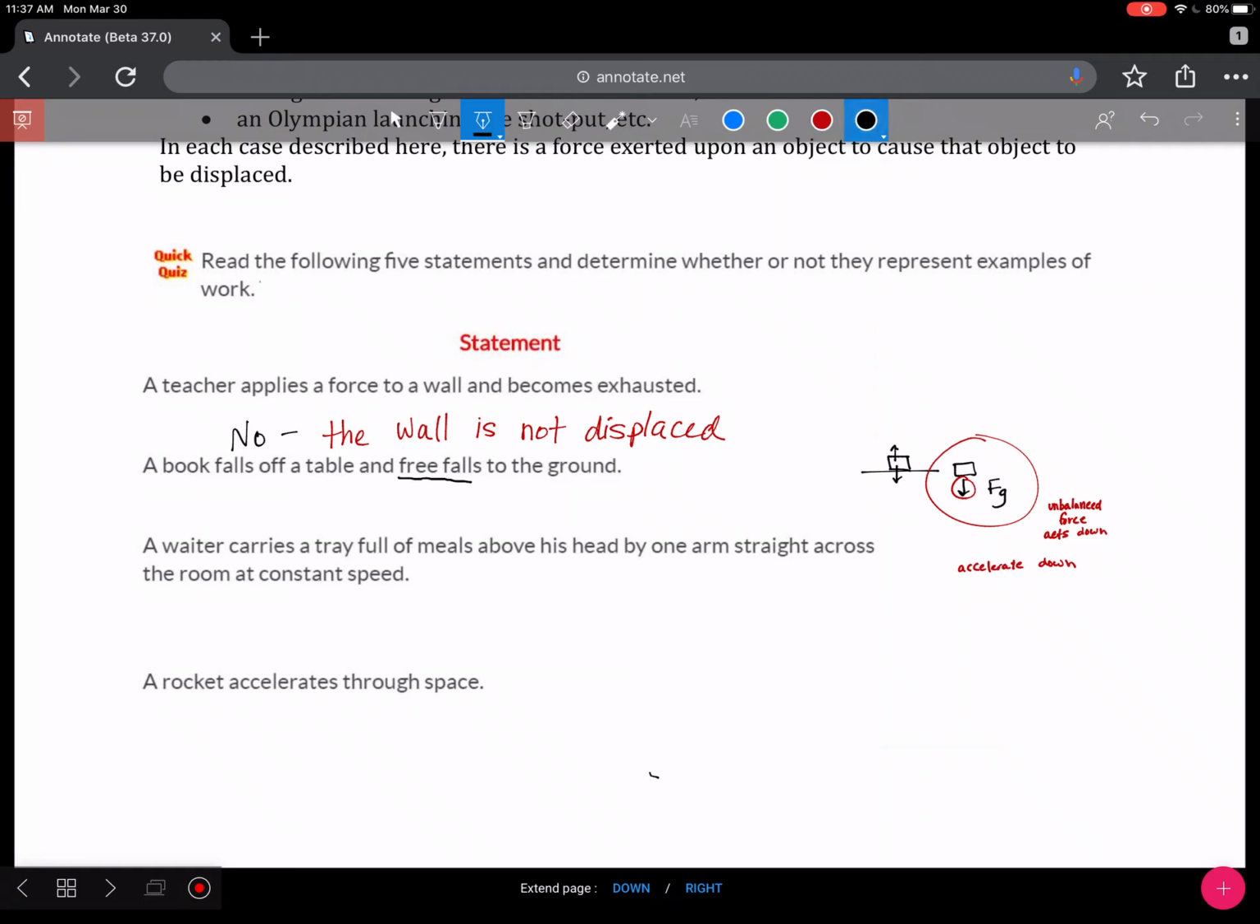So, is work done on the object? Yes. Work is done on the object by the force of gravity, because there is a displacement as it falls. And there is a speed change, so there are some energy transfers happening.